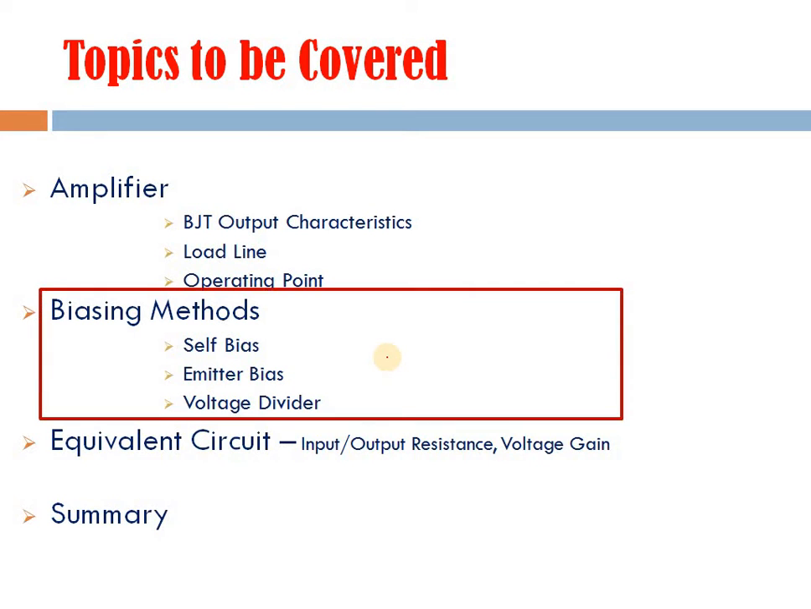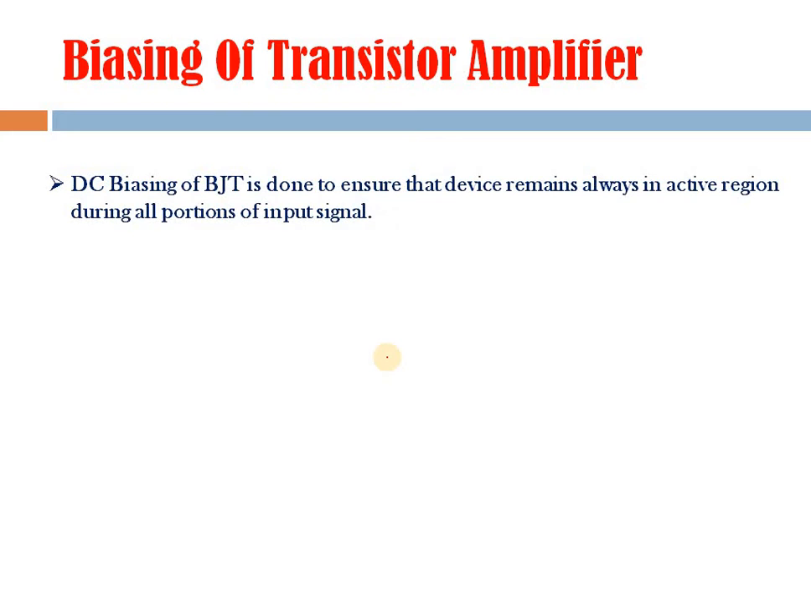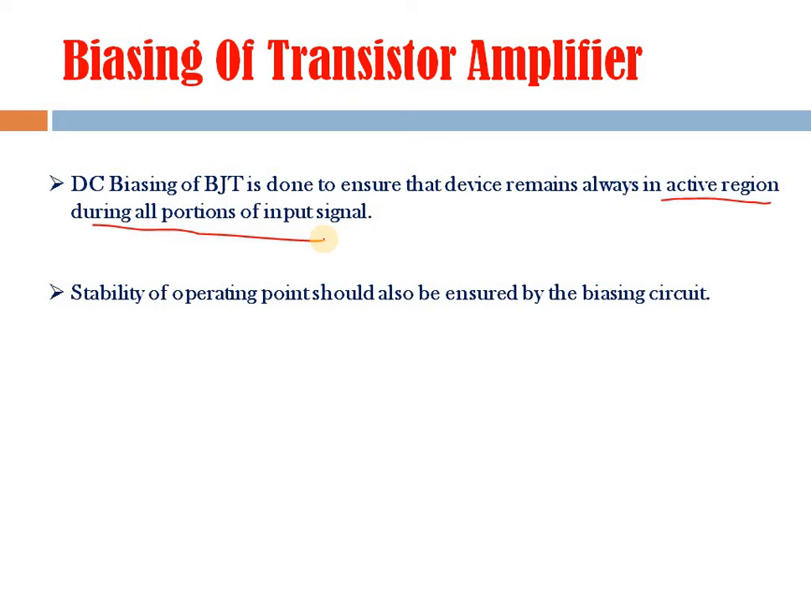Now we go to the biasing methods. We have discussed in the earlier slides that the DC biasing of a BJT is done to ensure that the device always remains in the active region. It should not go into the saturation or cutoff region, and it should stay active during the whole portion of the input signal. The second requirement is the stability of the operating point. The operating point should remain stable.